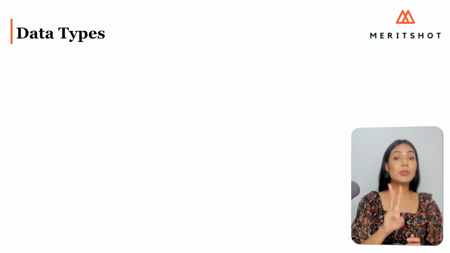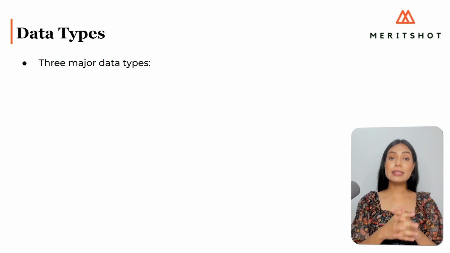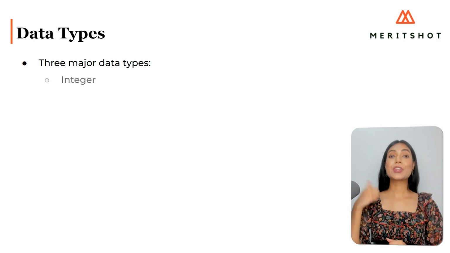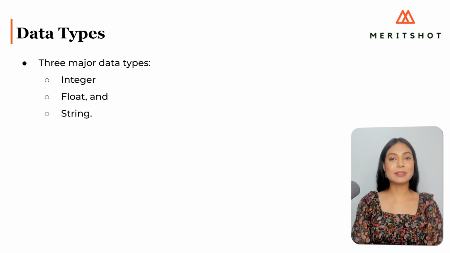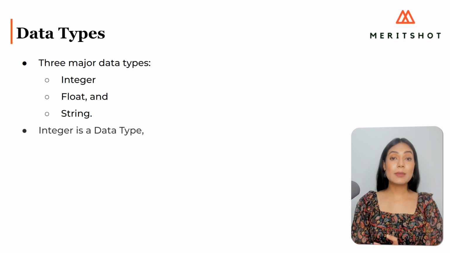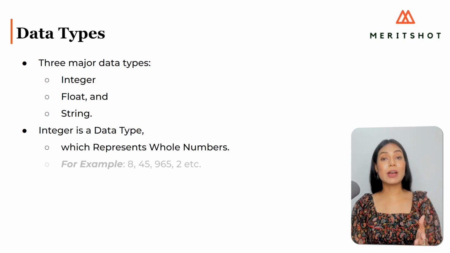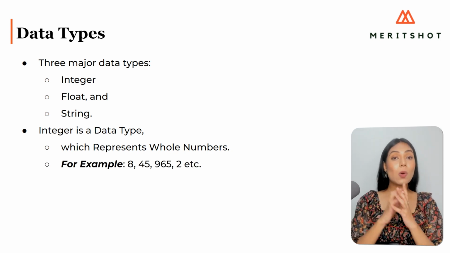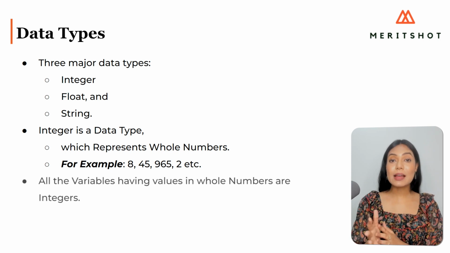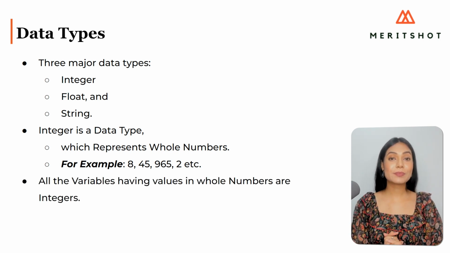Generally, we have three major data types in Python programming language. These are integer, float, and string. Let us try to understand each of these data types in Python. Integer is a data type which represents whole numbers like 8, 45, 965, 2, etc. So all the variables having these kinds of values in whole numbers are integers.